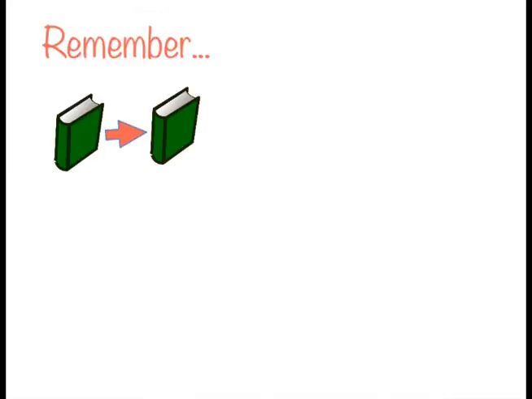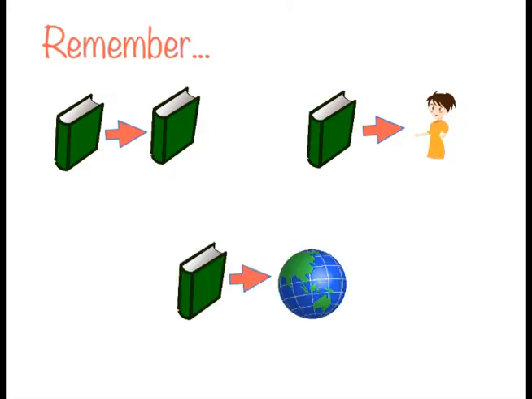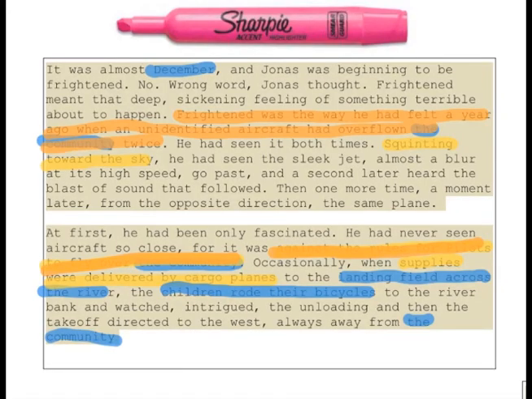Remember, text-to-text connections are connections that can be made to another book or story, or to another part of the same book or story. Text-to-self connections are connections that you can make with an experience that you have had or that someone close to you has had. Text-to-world connections are connections that you make to the larger world, significant events or people of the past, present, or future.